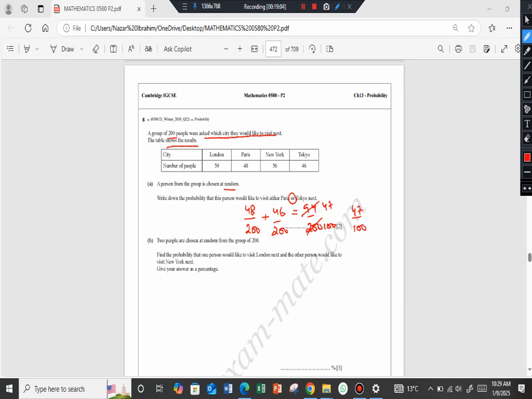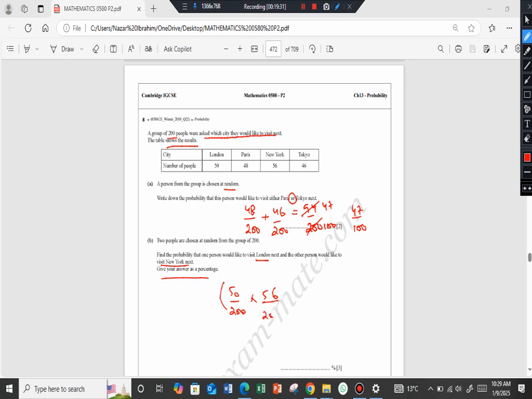Two people are chosen at random from the group of 200. Find the probability that one person would like to visit London next and the other person would like to visit New York next. Give your answer as a percentage. So the London one is 50 upon 200, and the other person would like to visit New York next. So that is 56, right?